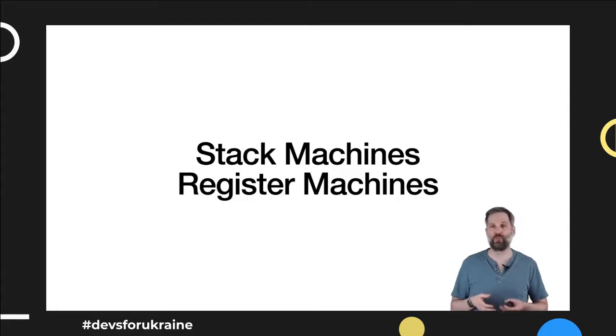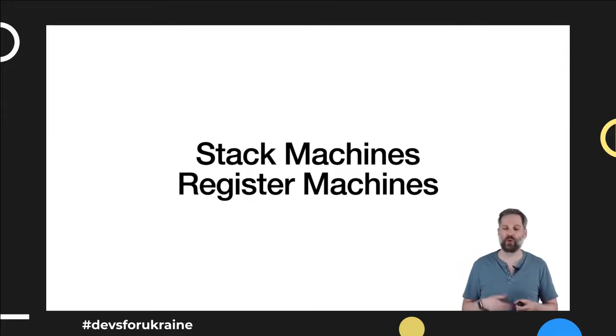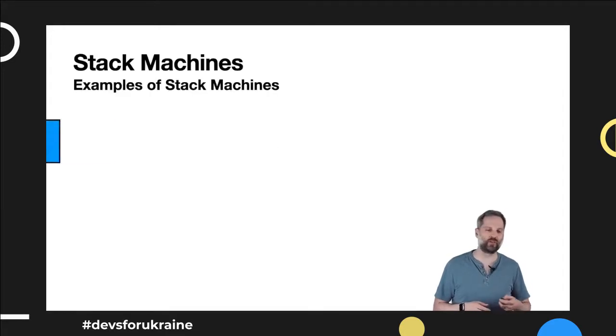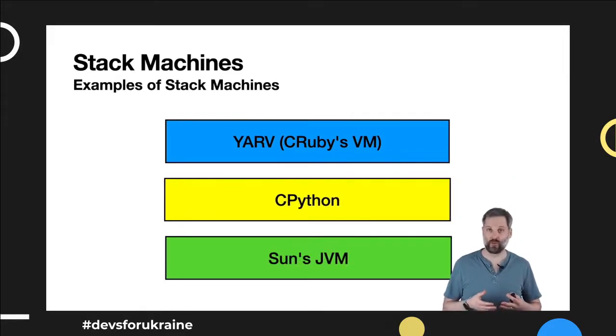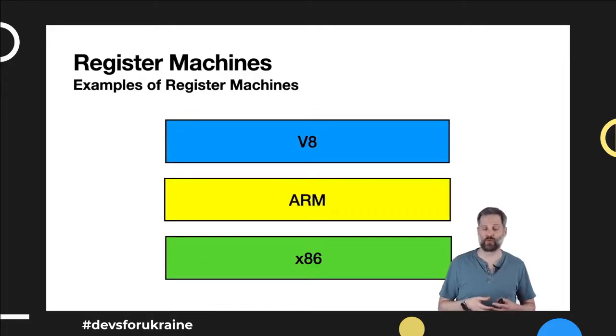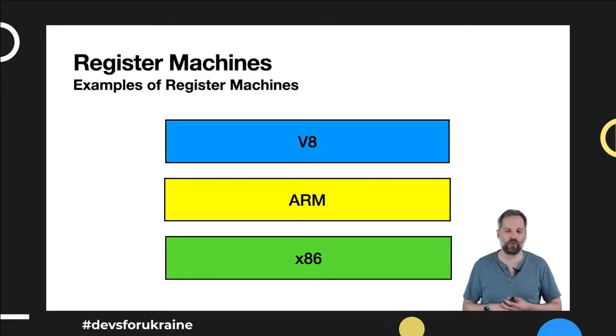Stack machines are pretty popular for virtual machines because they're very easy to implement in software. Register machines are very common for hardware because they're easy to implement with hardware, but you'll also see register machines in virtual machines as well. Some examples of stack machines: YARV, which is Ruby's virtual machine, the one that we're going to be messing with today, is a stack machine. CPython uses a stack machine. Sun's JVM also uses a stack machine. Examples of register machines: V8's virtual machine uses a register machine, and your ARM processor or your Intel x86 processor, those are examples of hardware register machines.